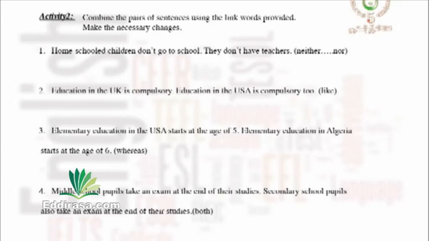Sentence 3, elementary education in the USA starts at the age of 6. Sorry, at the age of 5. Elementary education in Algeria starts at the age of 6. Sorry. You combine the two sentences with whereas. And the last sentence, middle school pupils take an exam at the end of their studies, and secondary school pupils also take an exam at the end of their studies, and you combine these two sentences with both.